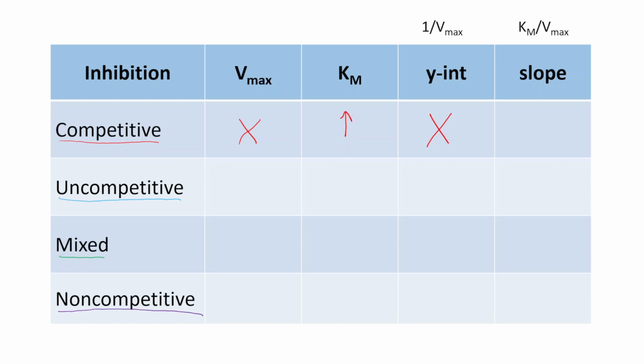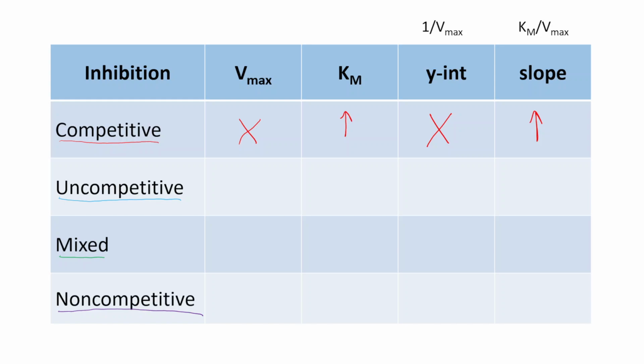And what about the slope? Yeah, so the slope is going to increase because our Km is increasing. And if slope is Km over Vmax, if you make the numerator bigger, the whole number gets bigger, right? So that is competitive. How about uncompetitive?